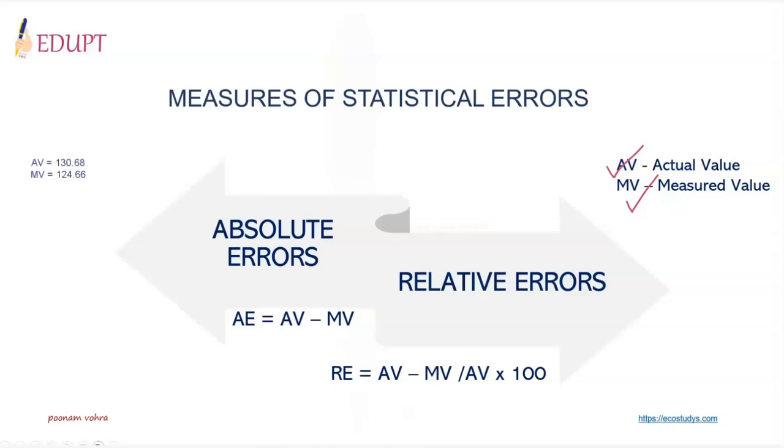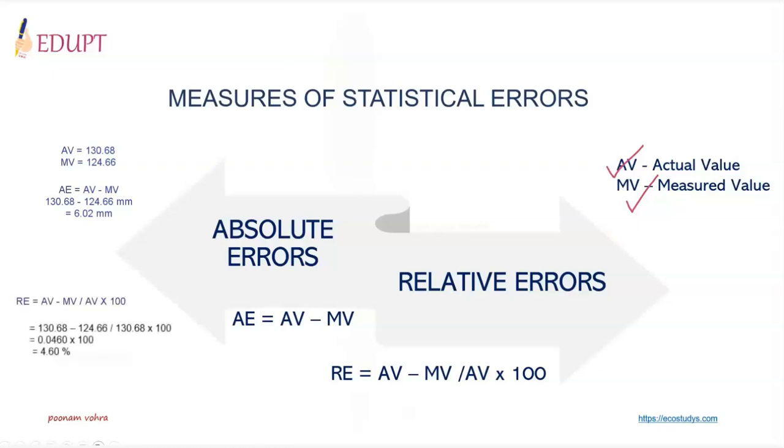Now suppose the actual value of a variable is 130.68 mm and measured value is 124.66 mm. We need to find the absolute error as well as the relative error. Absolute error would be actual value minus measured value, which is 130.68 minus 124.66. It is 6.02 millimeters.